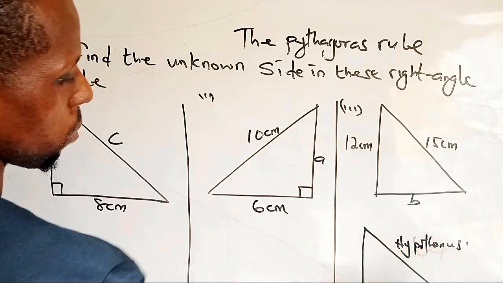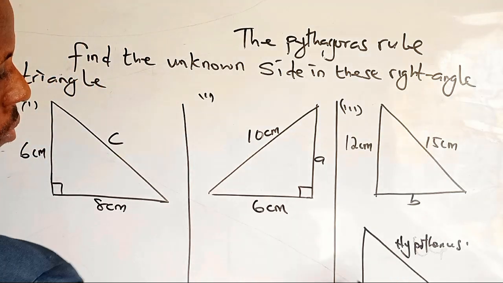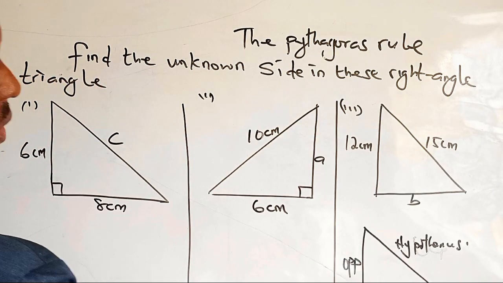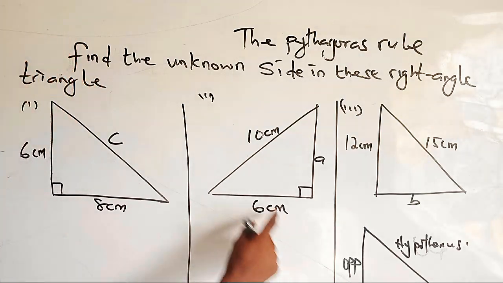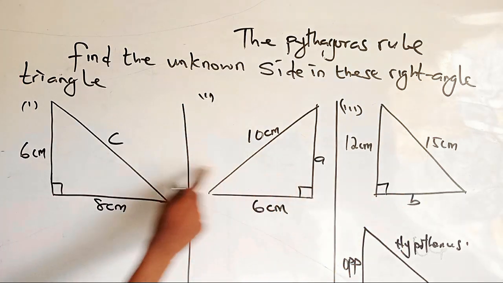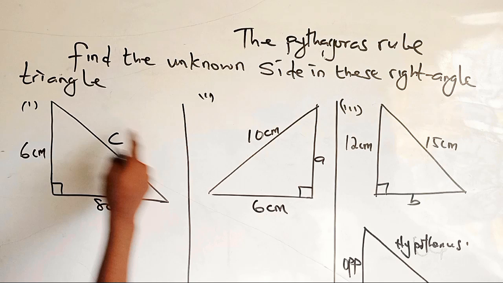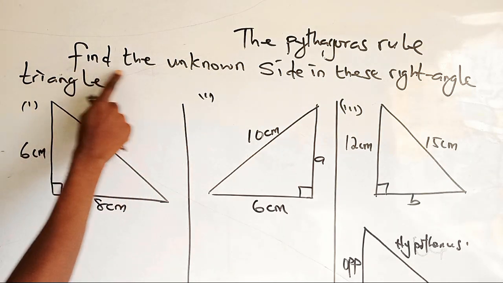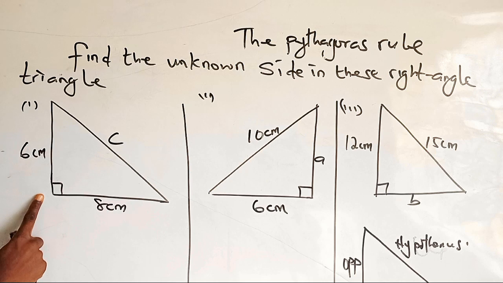And where we have the opposite, which is the side facing this angle, and we have the last side to be what? Adjacent. So we work with a right angle triangle. The size of a right angle triangle is always 90 degrees. So how do we go about these three questions? The instruction says find the unknown side in this right angle triangle.